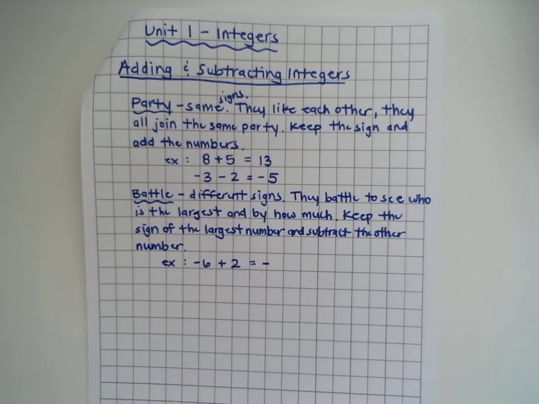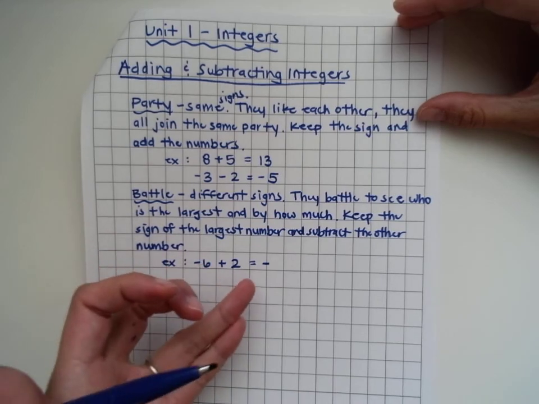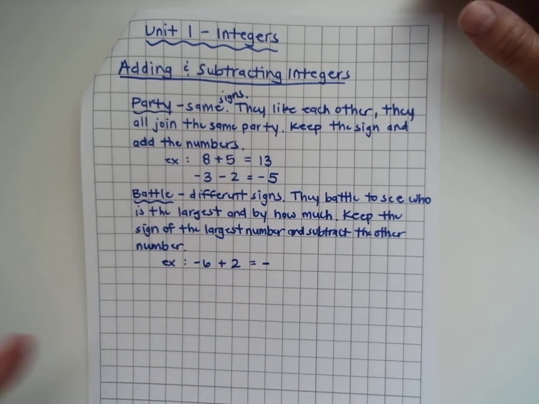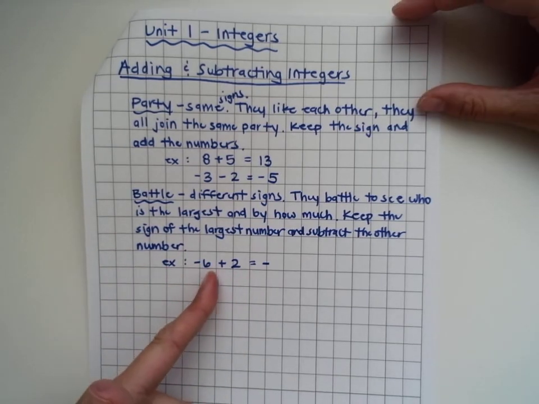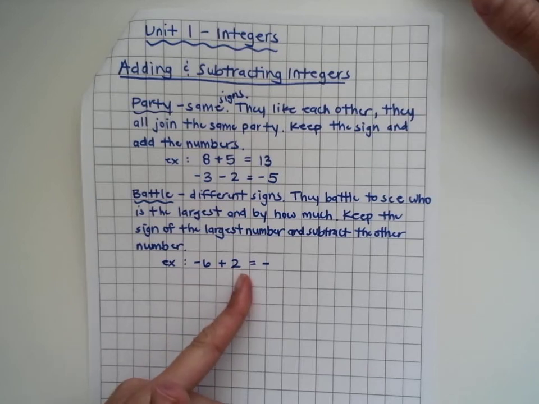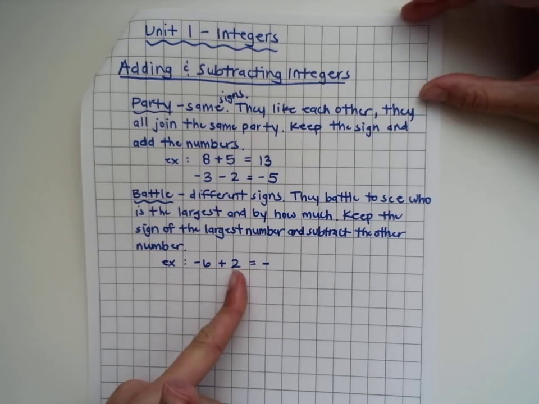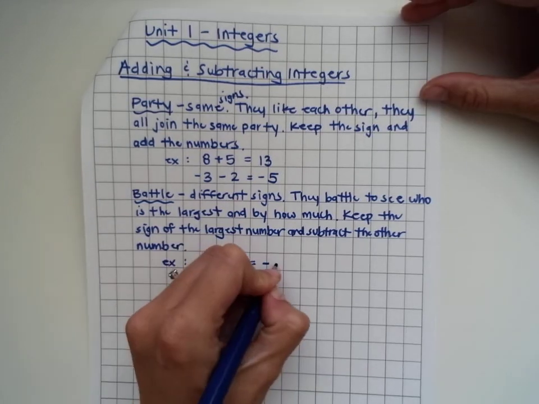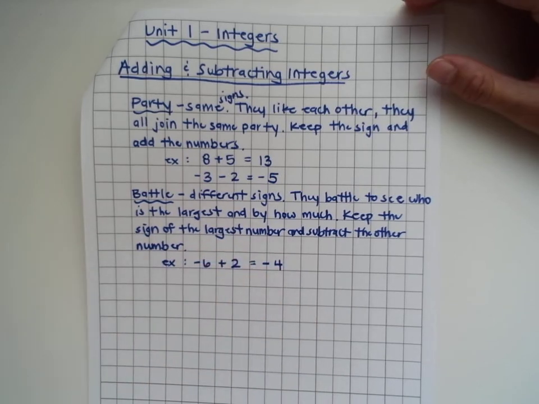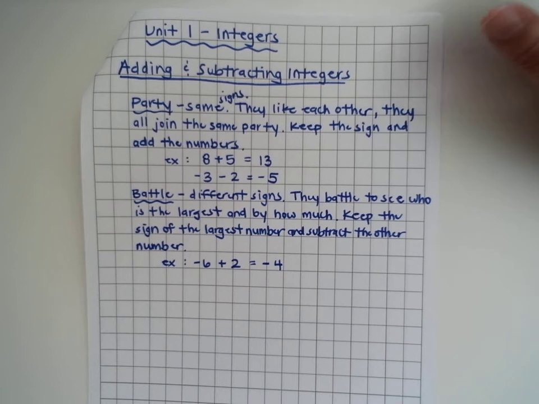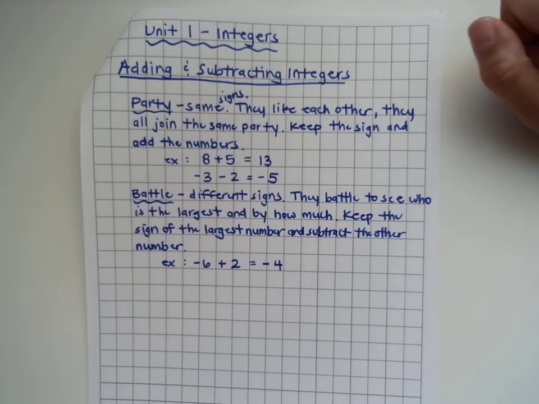And then they're going to battle it out. So we have 6 negatives fighting 2 positives. The -6 kills 2 positives. So if 6 kill two positives, you're left with 4. So they battle, and we come out with -4. The negative number has 4 men left.